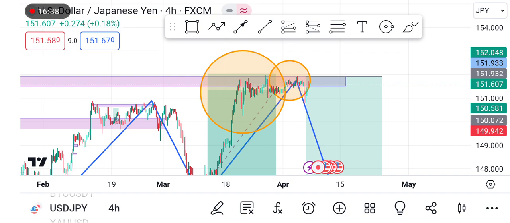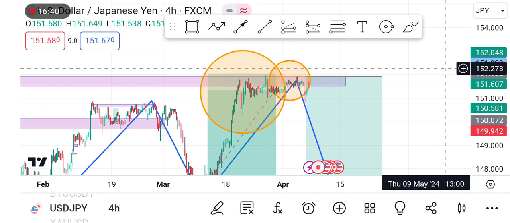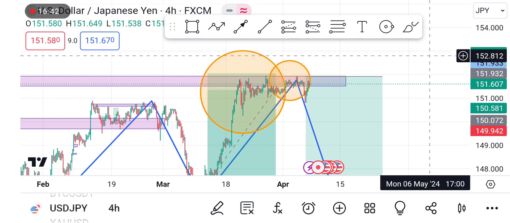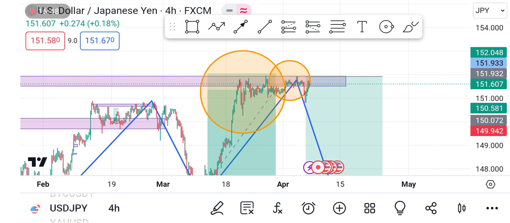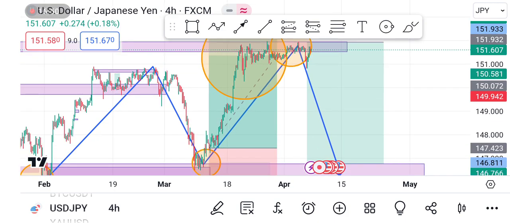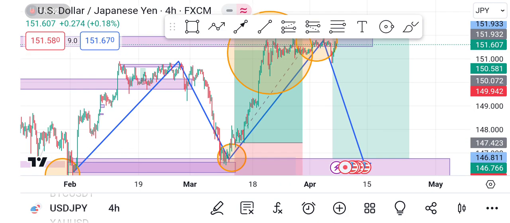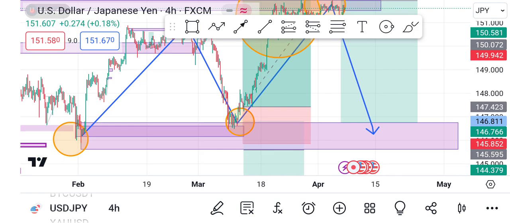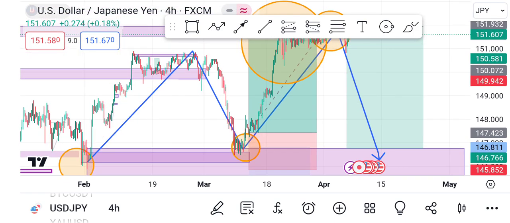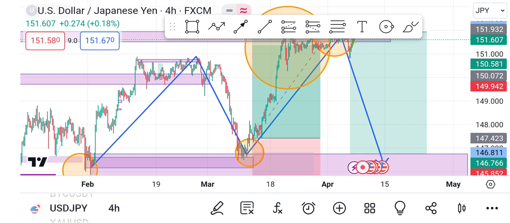So like, let's say 152.746. So on Monday we are expecting a sell on this currency pair.